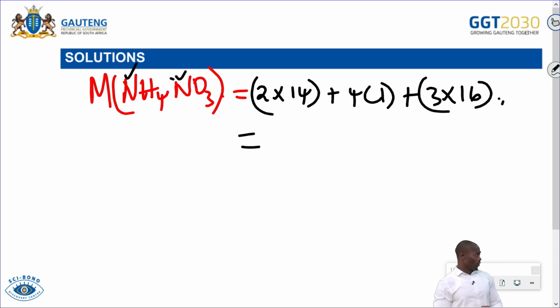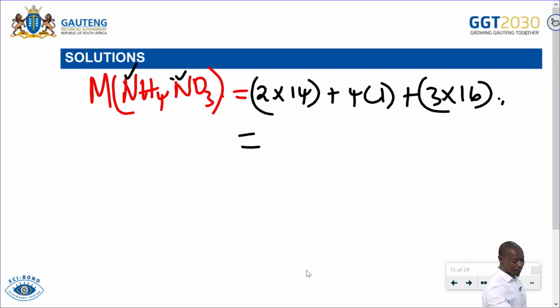So where is that 2 coming from? There are 2 nitrogen atoms, it's 1, 2. So it's 2 times 14. And then how many hydrogen atoms? There are 4, so it's 4 times 1. How many oxygen atoms? There are 3, so it's 3 times 16. So what we are having here is 28 plus 4 plus 3 times 16.